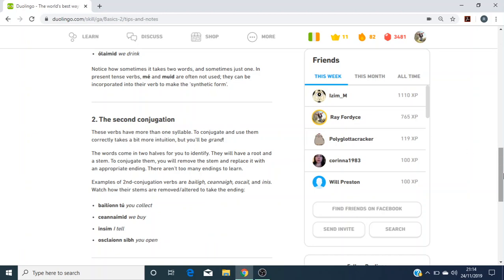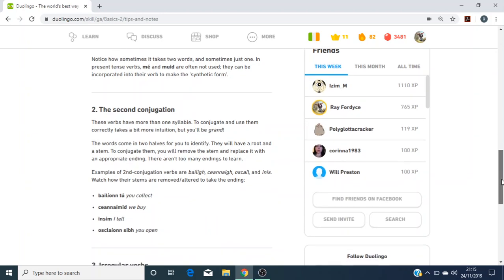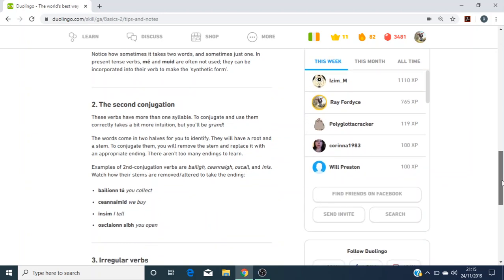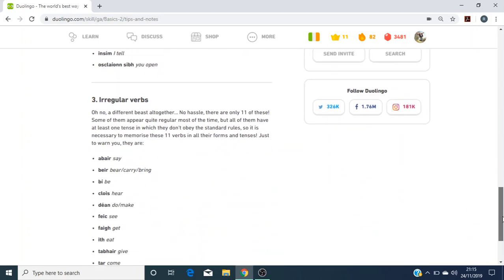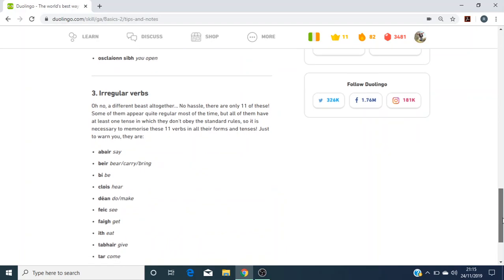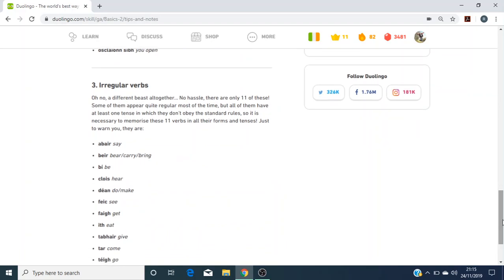Okay, I think I've got the hang of that. Once I start doing the lessons, it'll start becoming clearer. Irregular verbs. Oh no, a different beast altogether. No hassle, there are only 11 of these. Some of them appear quite regular most of the time, but all of them have at least one tense in which they do not obey the standard rules. So it's necessary to memorise these 11 verbs in all forms and tenses.